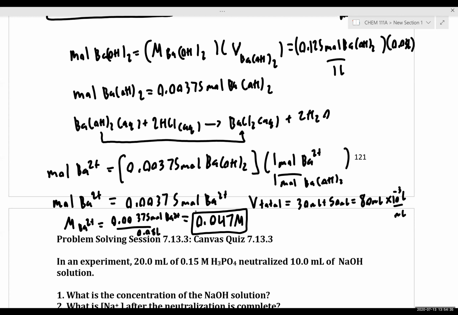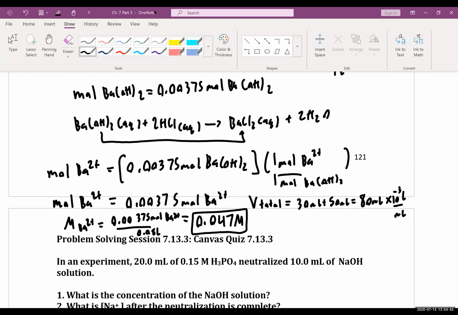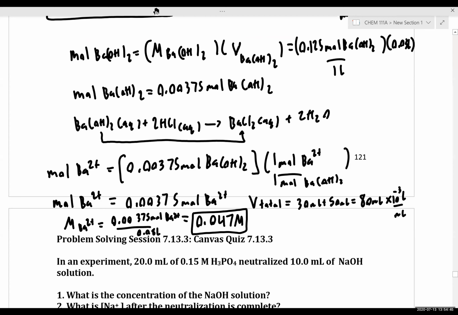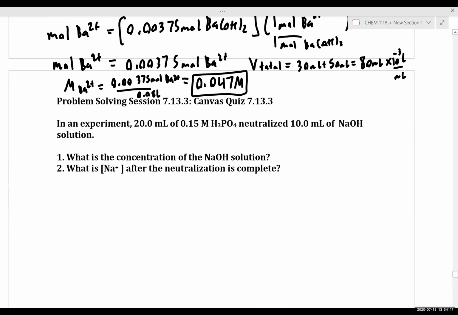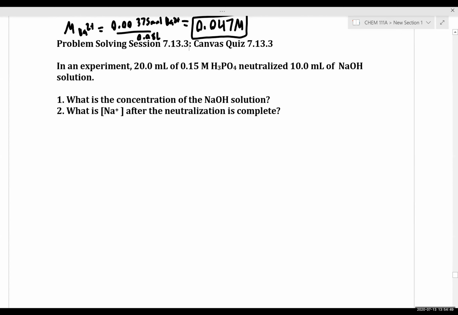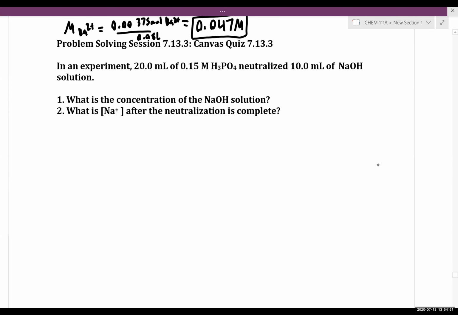Any questions on this example? Just to check that everyone's comfortable with this example, as I don't see any questions in the chat or verbally, let's try to work on the following problem solving session.